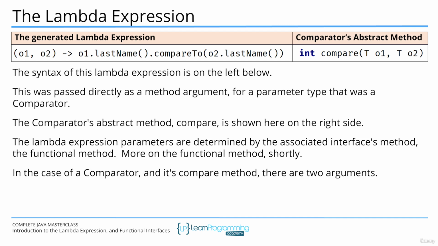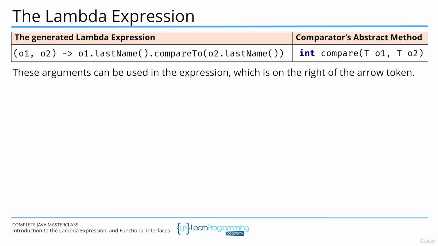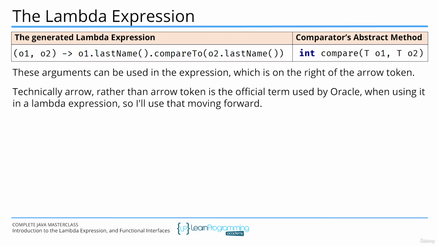In the case of a comparator and its compare method, there are two arguments. This is why we get O1 and O2 in parentheses in the generated Lambda expression. These arguments can be used in the expression, which is on the right of the arrow token, as you can see here. Technically, arrow, rather than arrow token, is the official term used by Oracle when using it in a Lambda expression, so I'll use that moving forward.